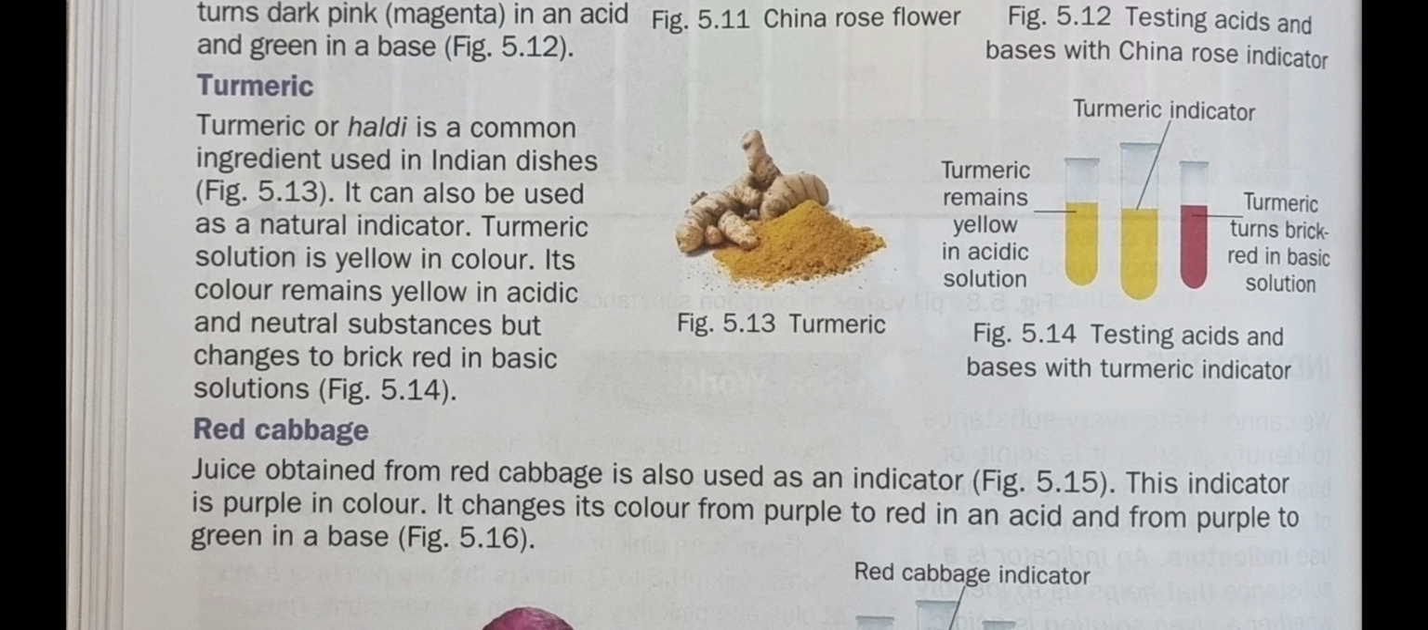And turmeric is also a natural indicator. Turmeric or haldi is a common ingredient used in Indian dishes. It can also be used as a natural indicator. Turmeric solution is yellow in color. Its color remains yellow in acidic and neutral substances but changes to brick red in basic solutions.